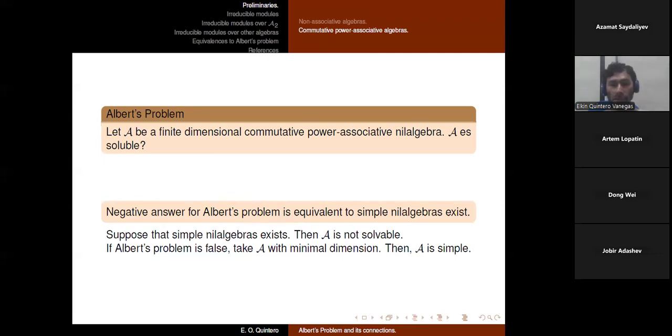A results in a simple algebra because if there exists a non-zero proper ideal I of A, then I and A quotient by I have dimension less than the dimension of A. So by hypothesis, they are solvable, and it follows that A is solvable too. So it is not possible for such an ideal to exist.